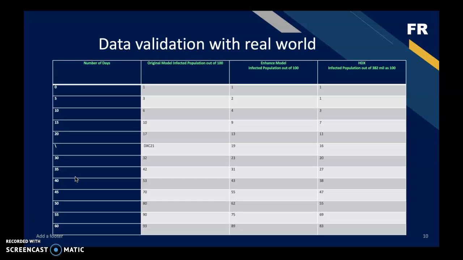Now this slide is all about the data validation with the real world data. As we can see, the first column represents the number of days, the second one represents the original model infected number, and the third one represents the real world infection count. As we can see, by enhancing the model, we were able to achieve results closer to the real world data. Thank you.